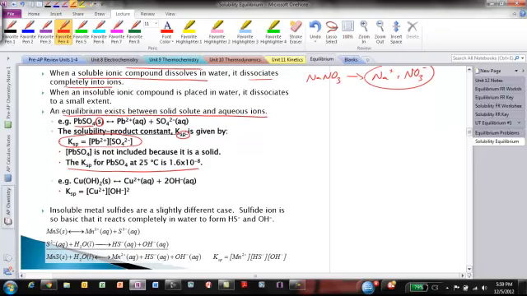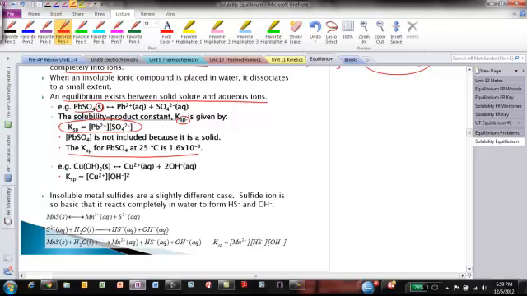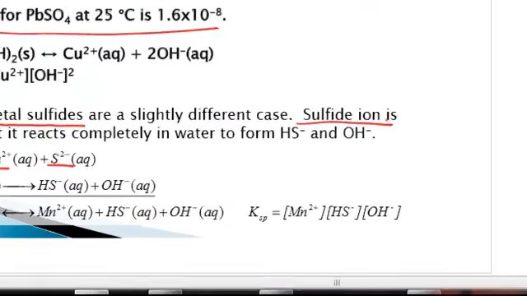So there's a little weird exception that you're just going to have to know. We're going to come back to this later, but when you have a metal sulfide, like any metal with an S, you need water to split it up in the first place. When you split it up, it makes the metal and the sulfide. But sulfide by itself, when it's put in water, immediately grabs an H from the water and makes HS negative and OH negative. It just does that. So you just have to know that S2 negative in water immediately does this.